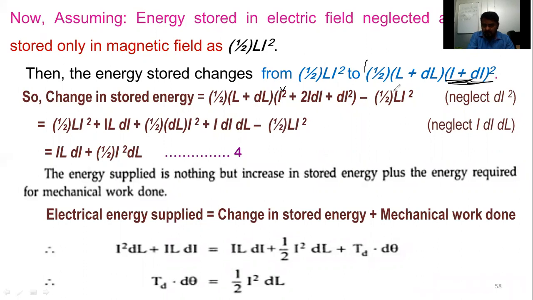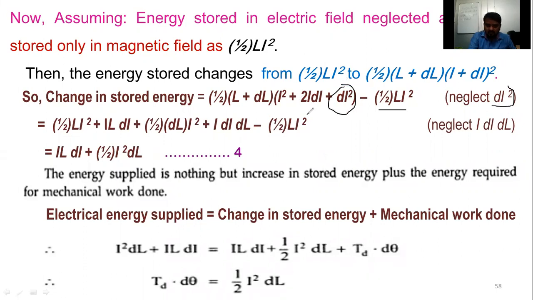So from this complete equation we subtract the initial energy, that is 1 by 2 L I square. We have done that: initial energy. So this is the change in stored energy. How much have we changed? Final value minus initial value. The double differential term, whatever dI square term is there, we are neglecting here now.